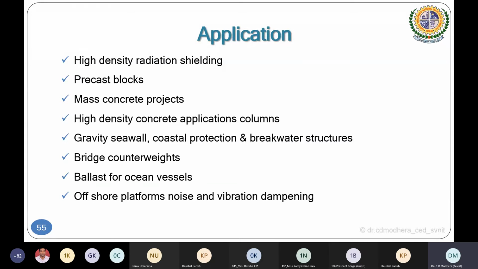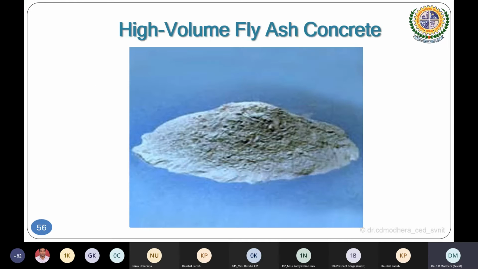Applications I told you about: when high density radiation shielding is there, precast blocks sometimes, mass concrete projects. I have even seen the WARF block used to break the water near a jetty. So that kind of block you can also prepare. Mass concrete projects are different. High density concrete applications also include columns sometimes, gravity seawalls, coastal protection, and breakwater structures. Bridge counterweights, then ballast for ocean vessels, and offshore platform noise and vibration dampening. So I think at that time we are using such kind of concrete.